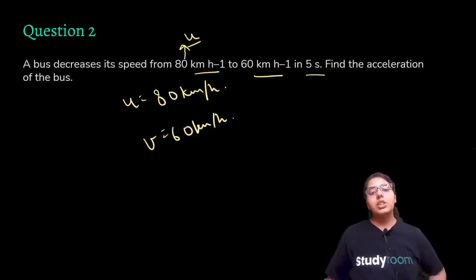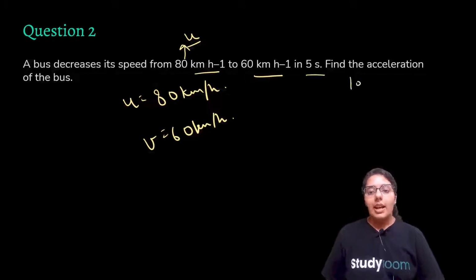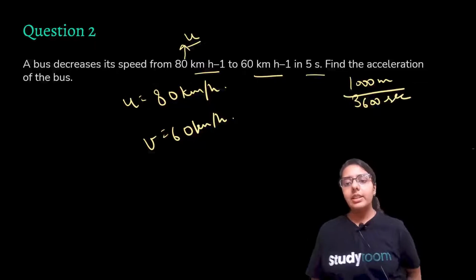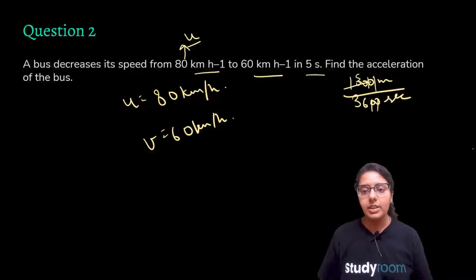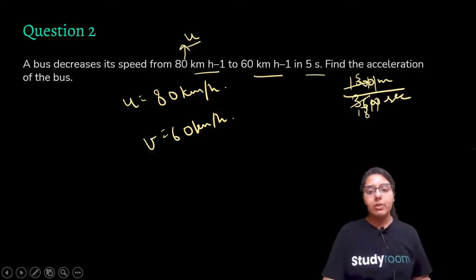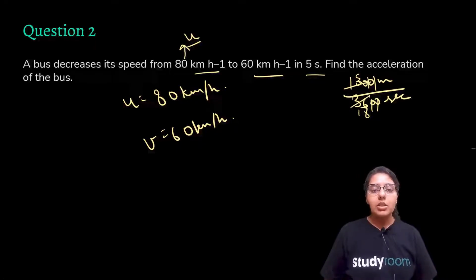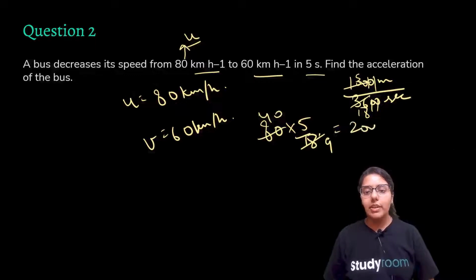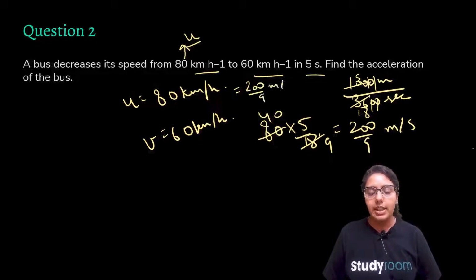One thing I want to tell you, as we did in the previous question, 1 kilometer is equal to 1000 meters and 1 hour is equal to 3600 seconds, and we take this factor, right? So instead of doing this every time, we can multiply our speed with 5 by 18 when we want to convert from kilometer per hour to meter per second. So for you, 80 into 5 by 18, okay? So that is your 200 by 9 meter per second. Okay, 80 km per hour is 200 by 9 meter per second.